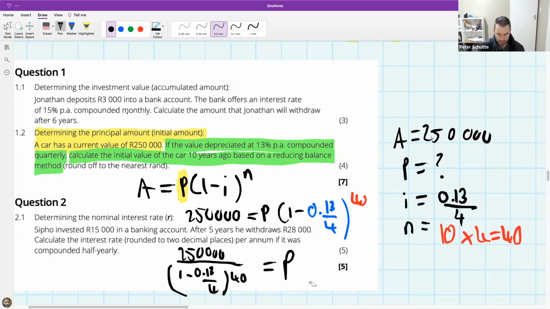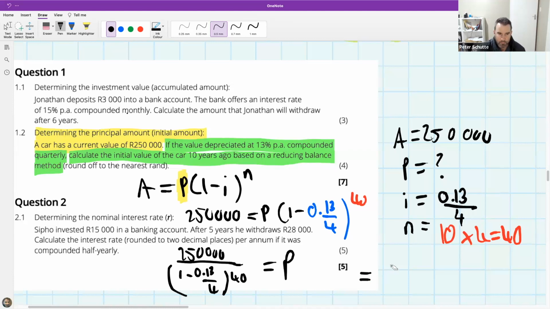250,000 on the top of the fraction, on the bottom another fraction, and then open the bracket, 1 minus then another fraction, 0.13 over 4, close bracket to the power of 40. And what do we get?